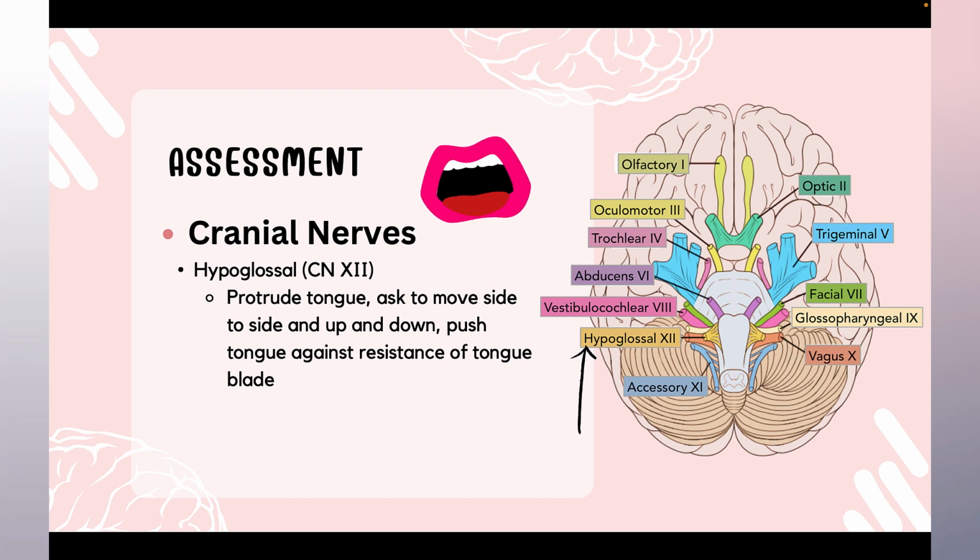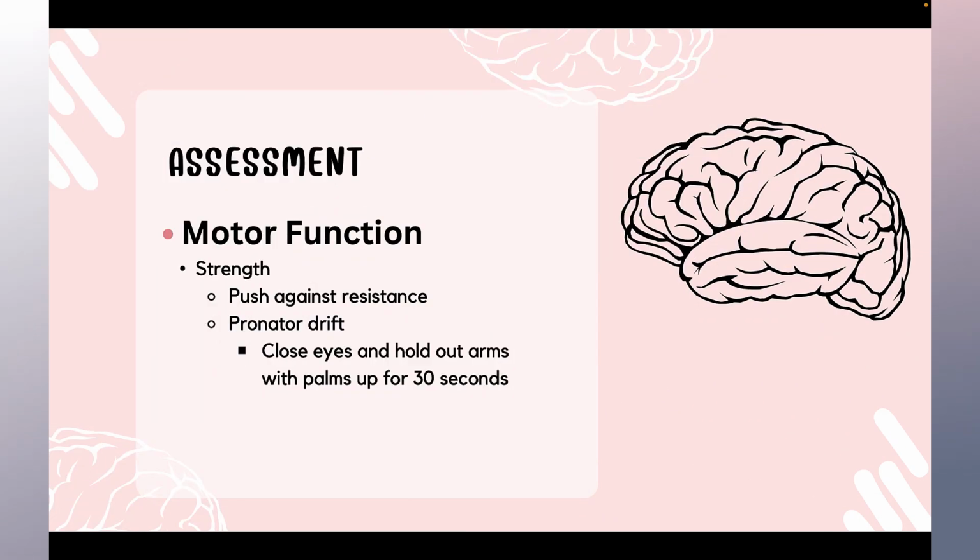The way you would assess this is you'd have the patient stick their tongue out, have them move it side to side, up and down, push the tongue against resistance of the tongue blade. Once again, you'd want to know any sort of asymmetry or inability to do any of these functions. So those are your 12 cranial nerves, and that's how you assess them, and that's everything that they control. So next we'll talk about testing motor function throughout the rest of the body.